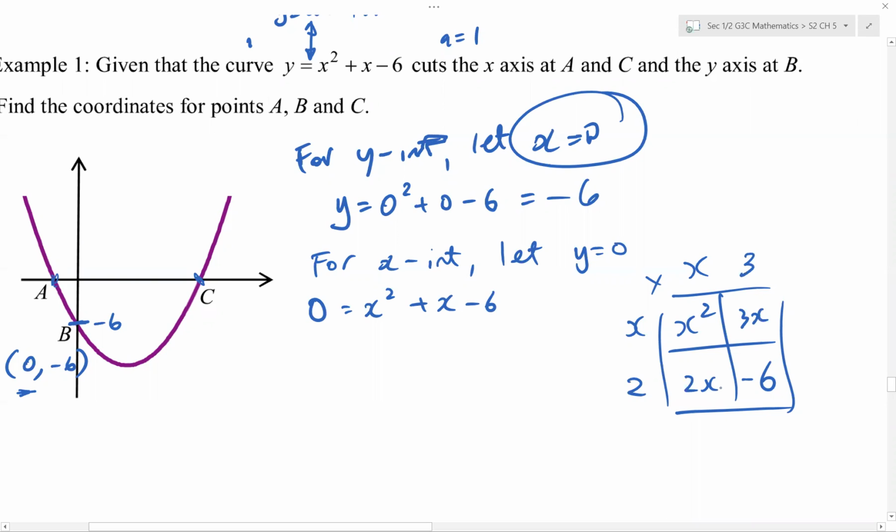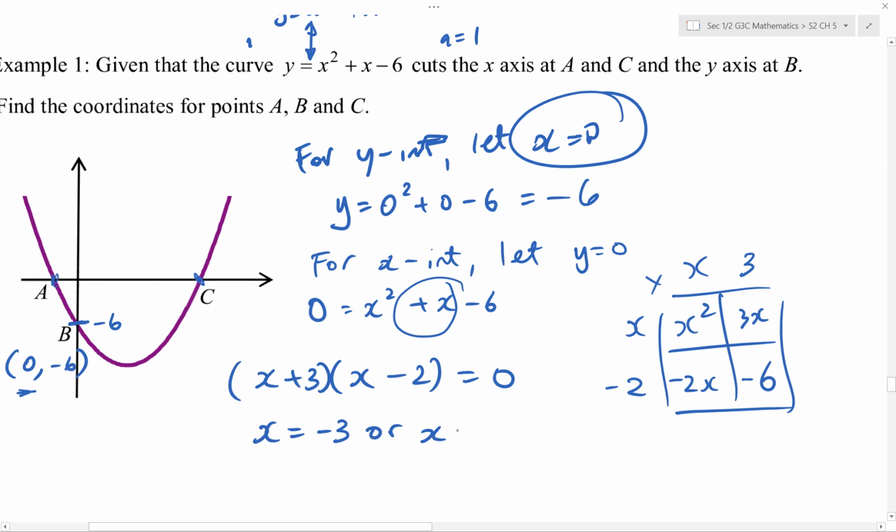In order to get -6, I need one of them to be negative. And in order to end up with a positive x, I would want this to be -2x. So this must have a value of -2. So I have now factorized this to become (x plus 3)(x minus 2) equals 0. So we end up with x equals -3 or x equals 2.